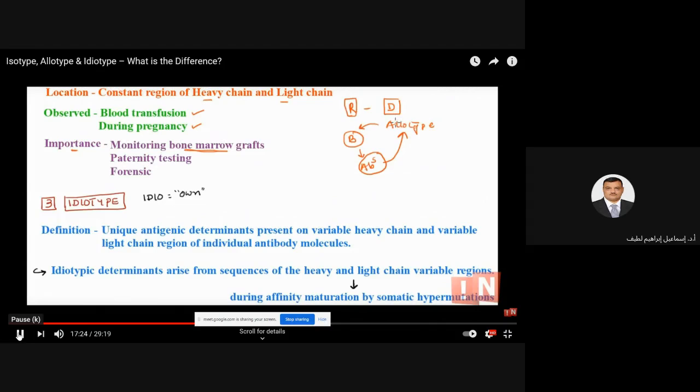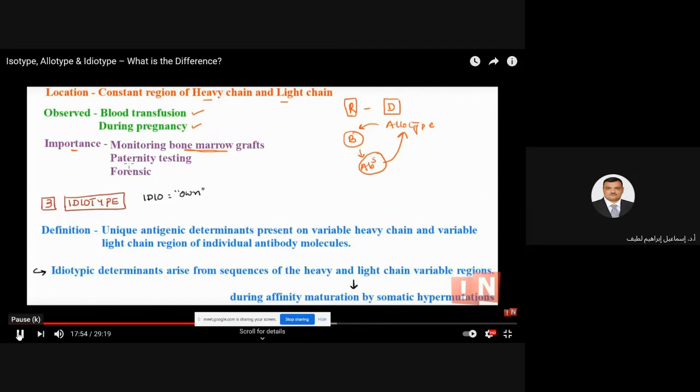If we have typed it before, we know what the allotype of the donor is. And if we find that in the bone marrow of the recipient after a certain amount of time, that means the bone marrow graft has been accepted, and B cells have proliferated, produced plasma cells, and produced antibodies successfully. So you can match the allotype with that of a donor. It's an interesting way. It's not the only way, but one of the ways to monitor the bone marrow graft.